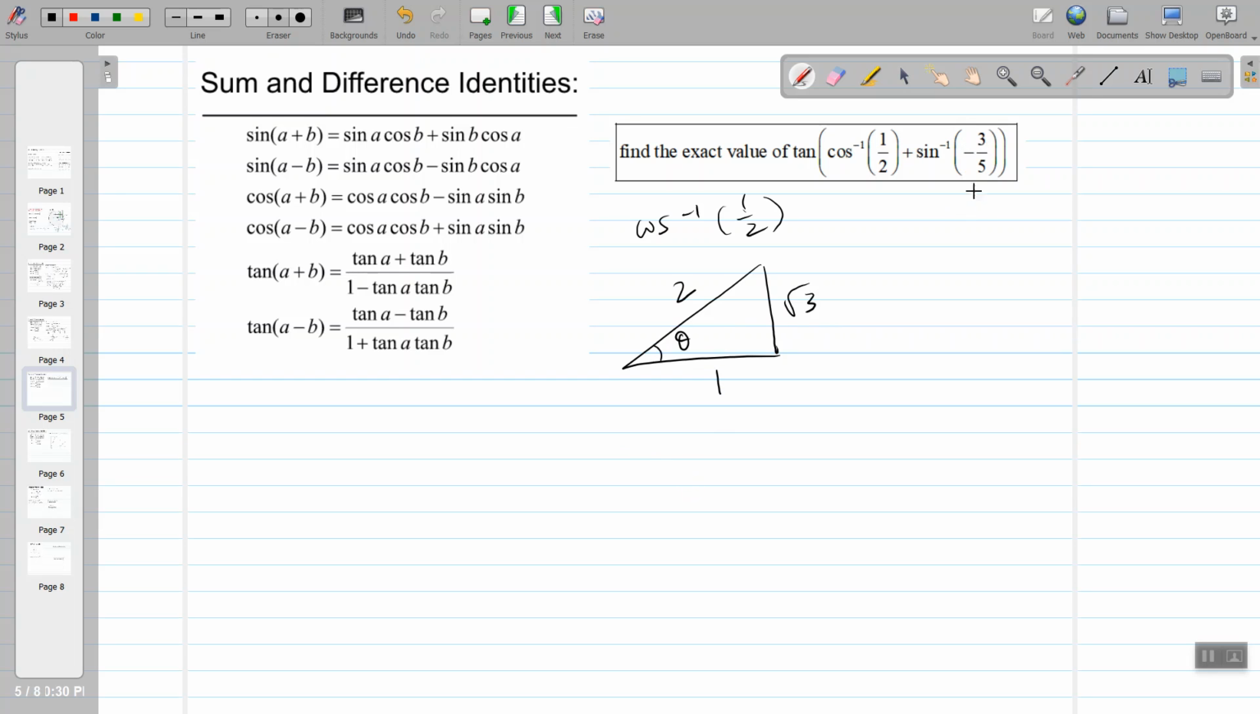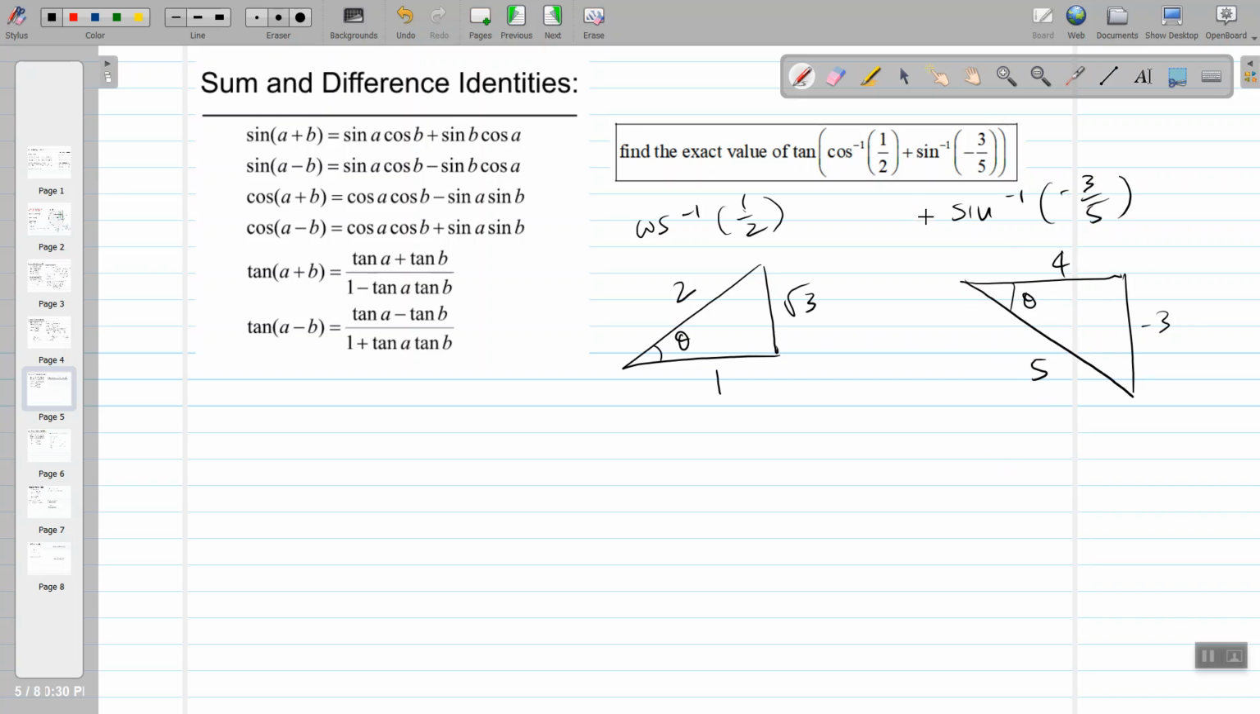Over here, for the sine inverse of negative 3 over 5, when I look at this guy over here, if sine's going to be negative, then that means it's got to be this picture over here, okay? The negative 3's got to be here, the 5's got to be here. When I work my way backwards, that means this length going across has to be a 4, okay?